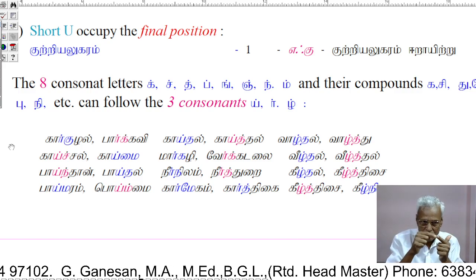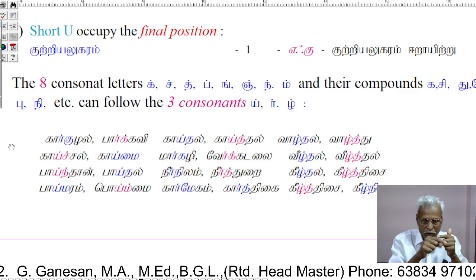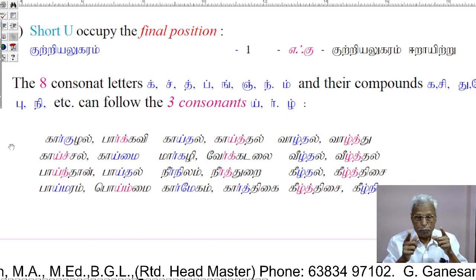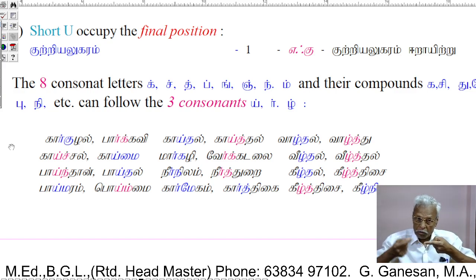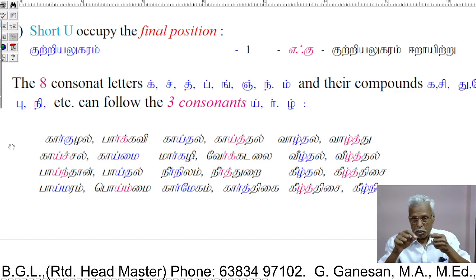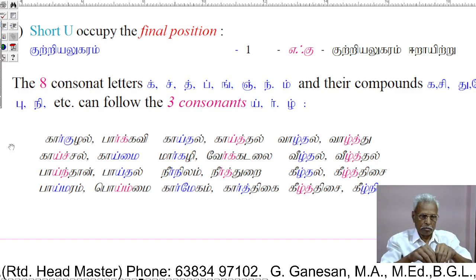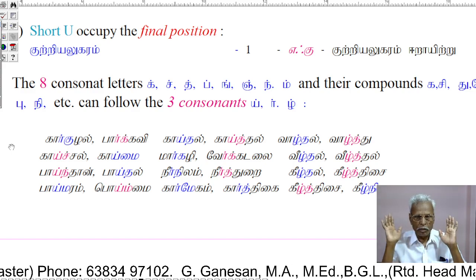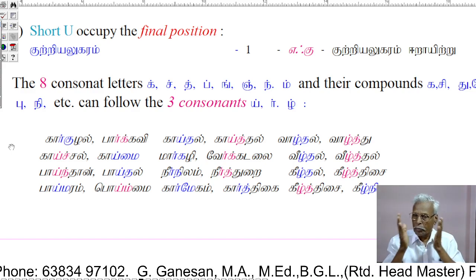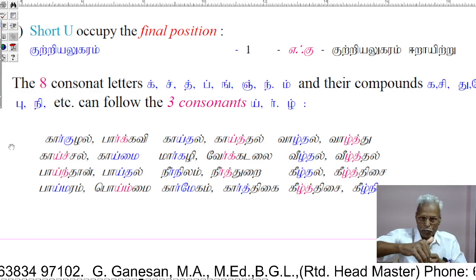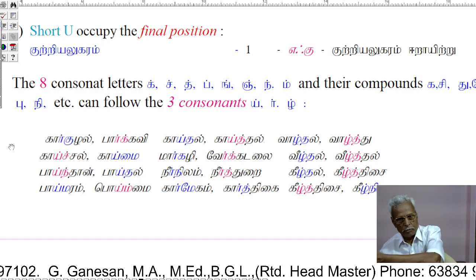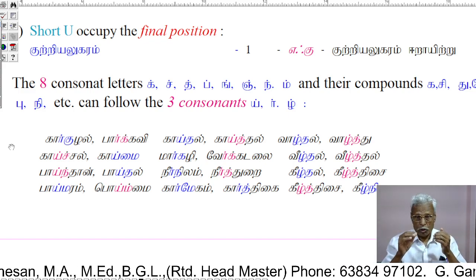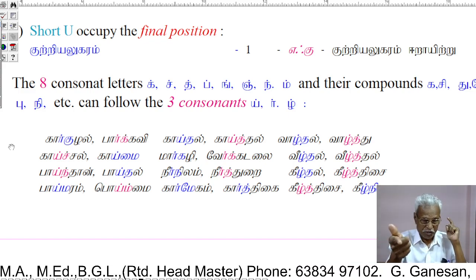Actually, one consonant cannot follow another consonant in Tamil. In Tamil, it is the special rule. One consonant cannot follow another consonant either at the middle or at the end of a word. In the beginning, consonants cannot occupy the first position. The consonants could occupy either the middle position or the final position in a word. But no consonant could follow another consonant except these three.